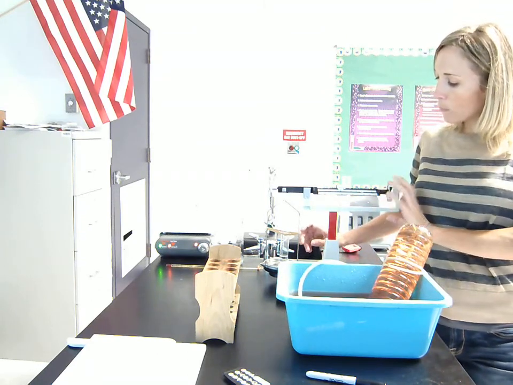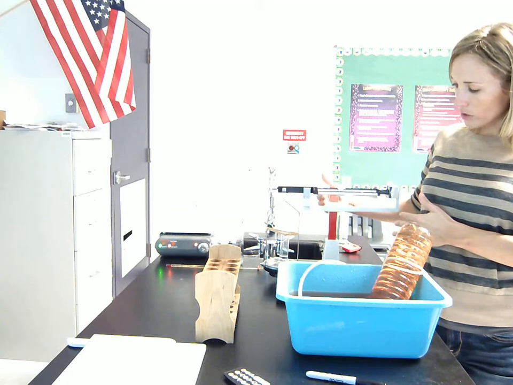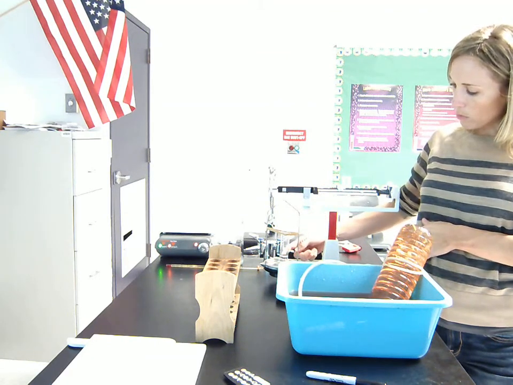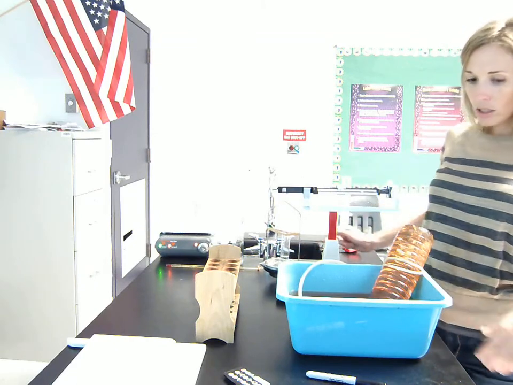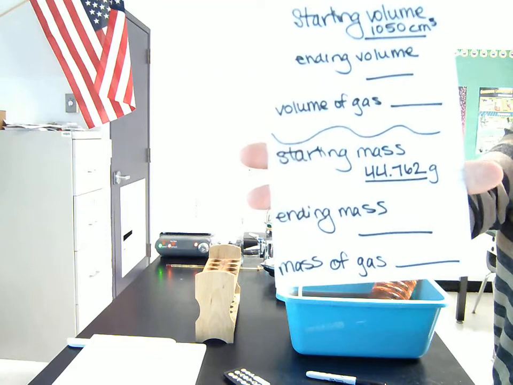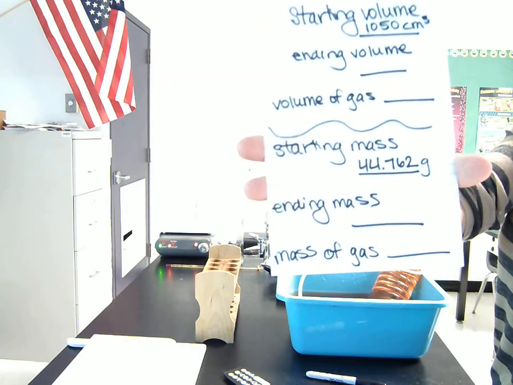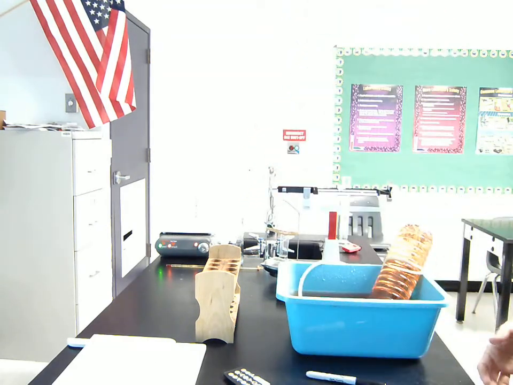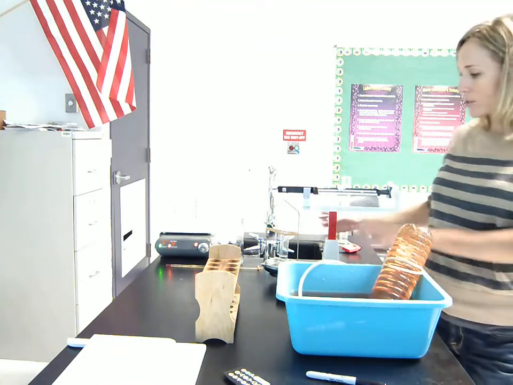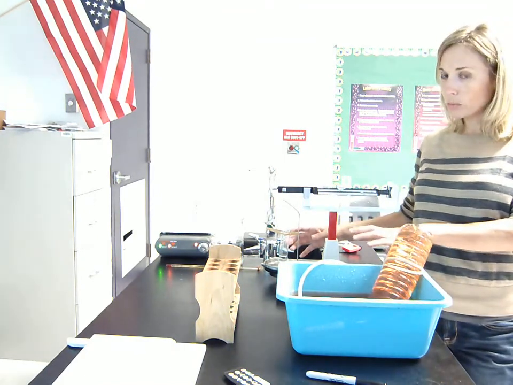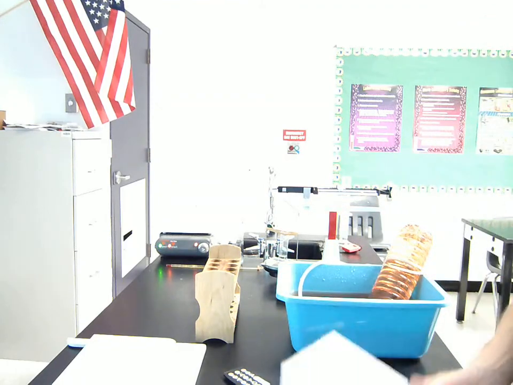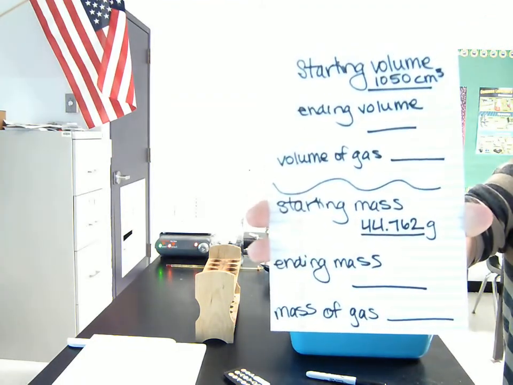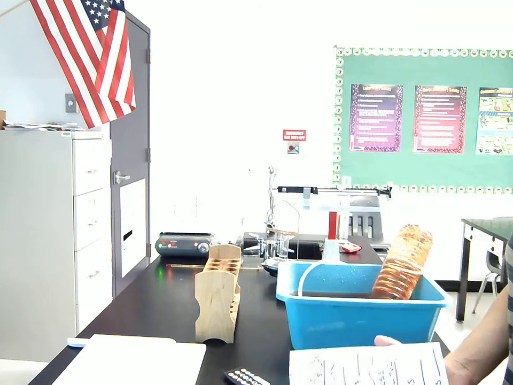So what we're doing is we're going to get the starting mass of all of our stuff. We have our test tube, we have about 5 cubic centimeters of water, and we have a whole Alka-Seltzer. The starting mass of all that stuff is 44.762 grams. Now, we know, based on the law of conservation of mass, as long as it's a closed system, which it will be, that the mass should not change. So in the end, we should still have 44.762 grams of stuff.